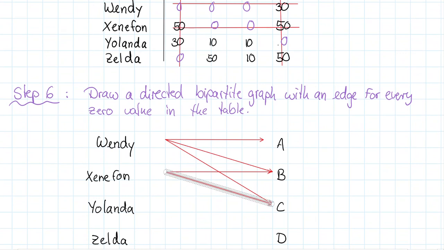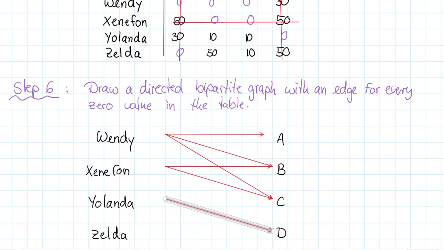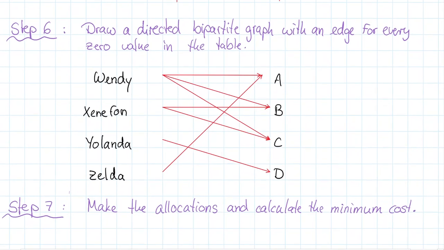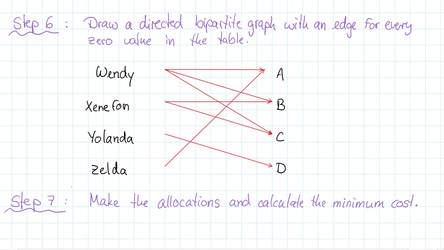Yolanda has only 0 to D. And then what's left? Zelda. Zelda has a 0 to A, so Zelda's going to A. Good. There we go. The bipartite graph is done. We draw a directed bipartite graph with an edge for every 0 value in the table. Good. Step 7. Now we have to make the allocations for that.